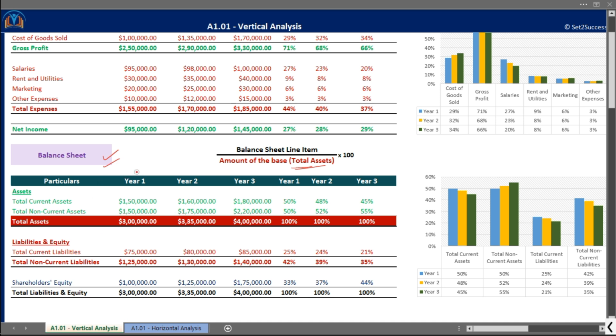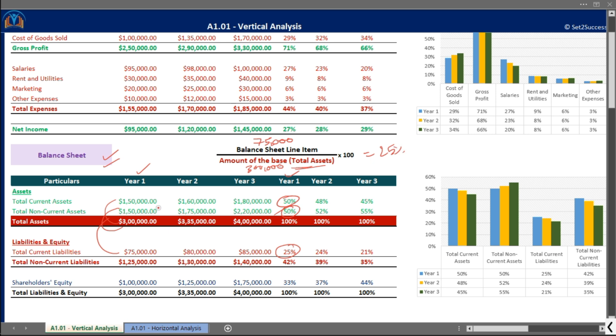So let us convert year 1 into percentages. Total current assets, we have 150,000, that will be divided by 300,000 into 100, you get 50%. Then 150,000 by 300,000 into 100, you are going to get 50%. Then total current liabilities will be divided by the total assets. We take the balance sheet line item, for example total current liabilities, it is 75,000, and the amount of the base is 300,000, that you multiply by 100. So 75,000 by 300,000, for year 1, it's 25%.